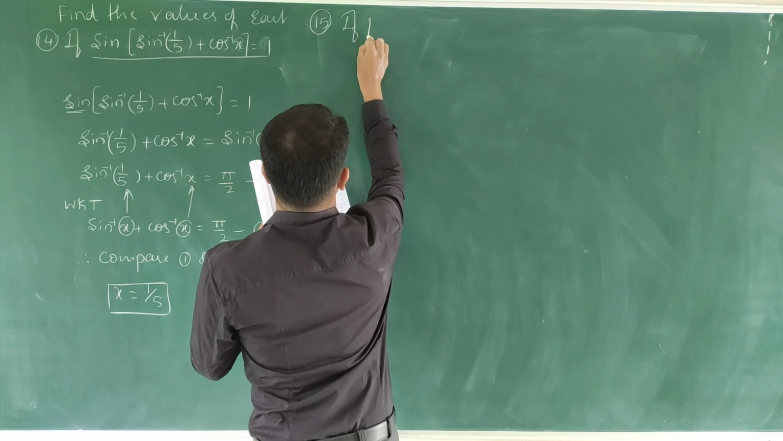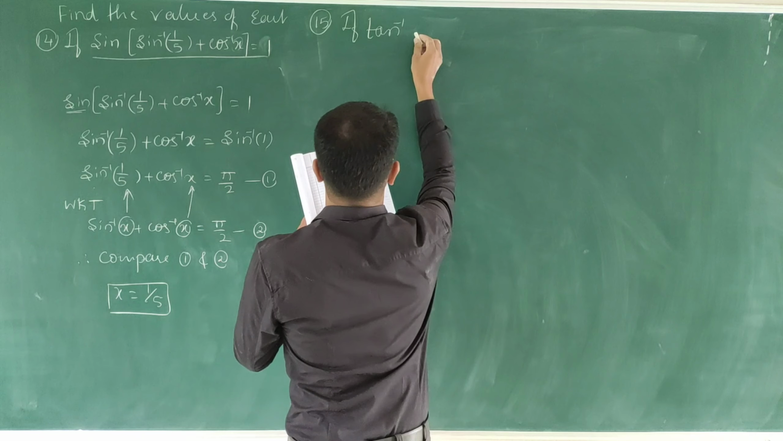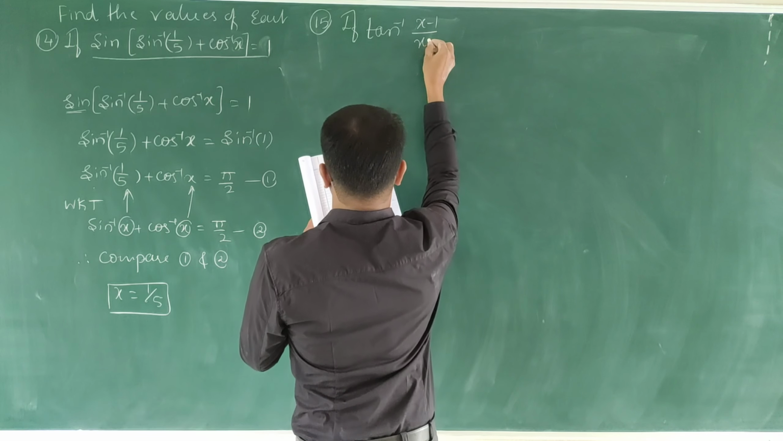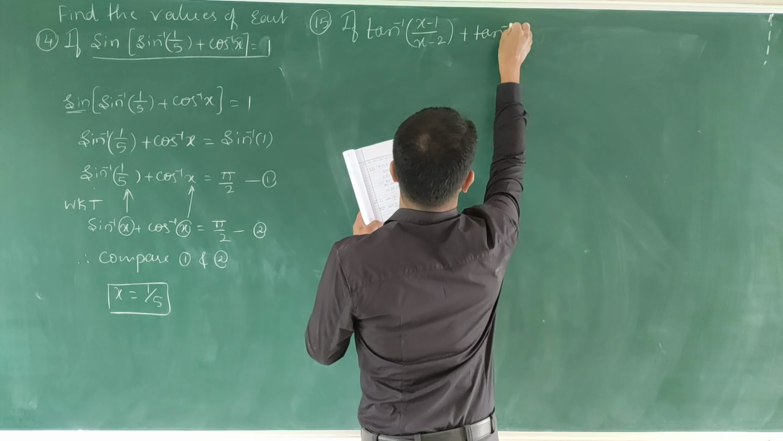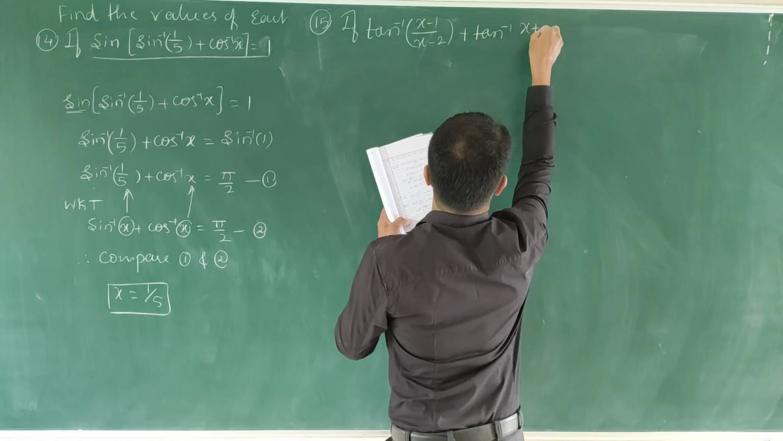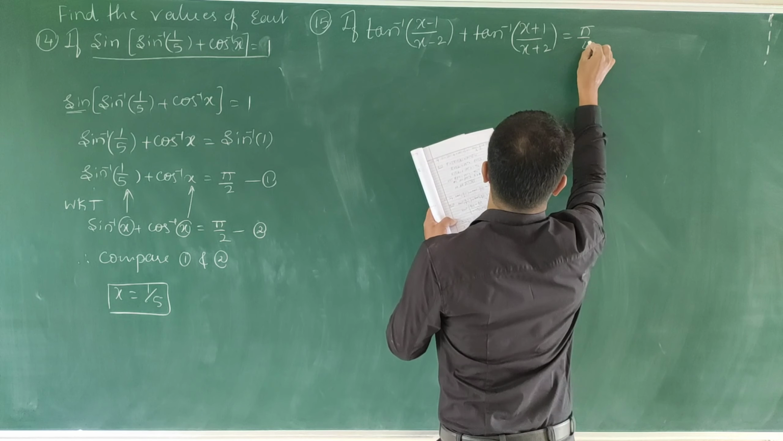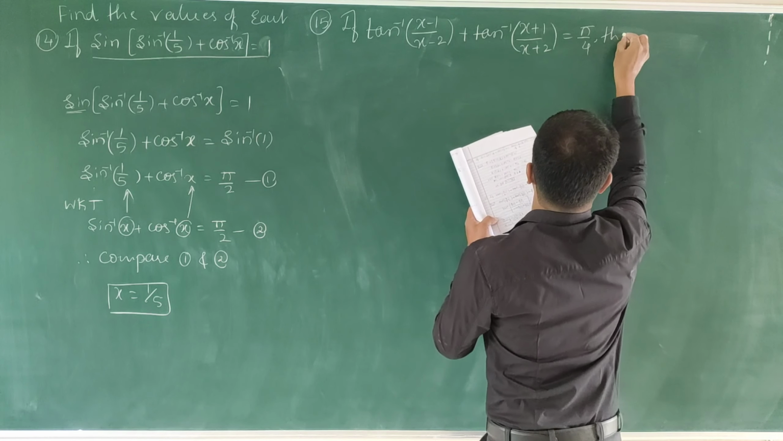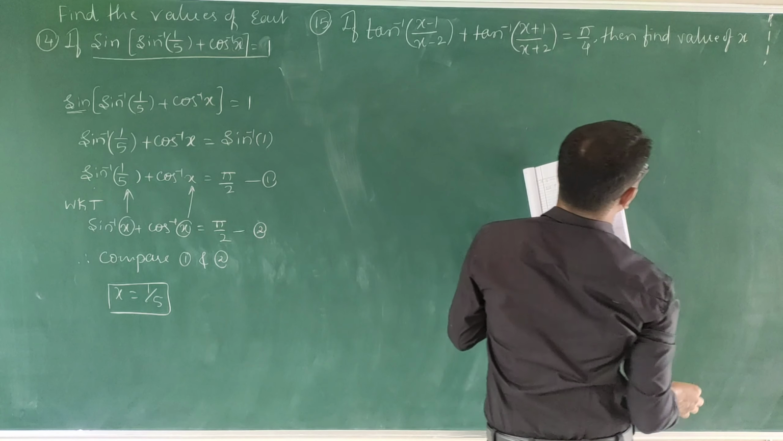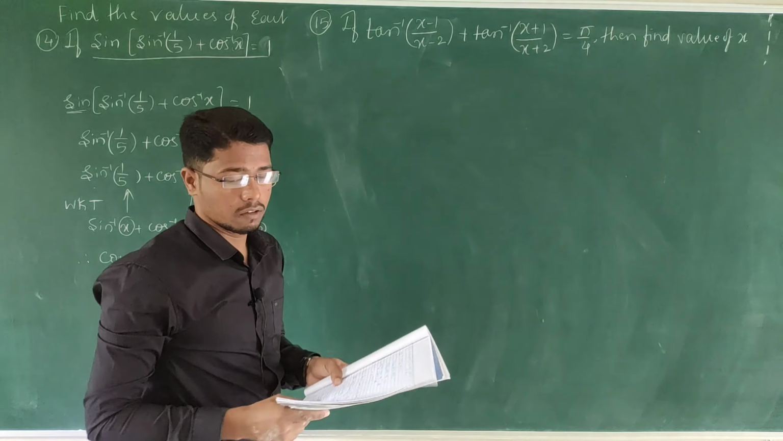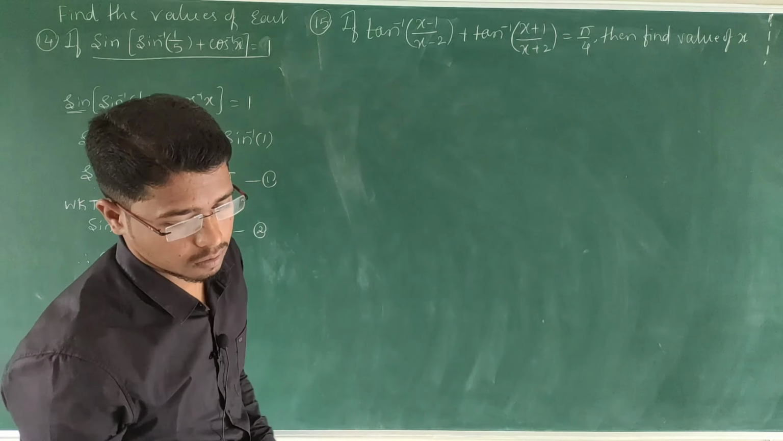Fifteenth one: if tan inverse of (x minus 1) divided by (x minus 2) plus tan inverse of (x plus 1) divided by (x plus 2) is equal to pi divided by 4, then find the value of x. In this also we need to find the value of x. Okay, let us see the solution.